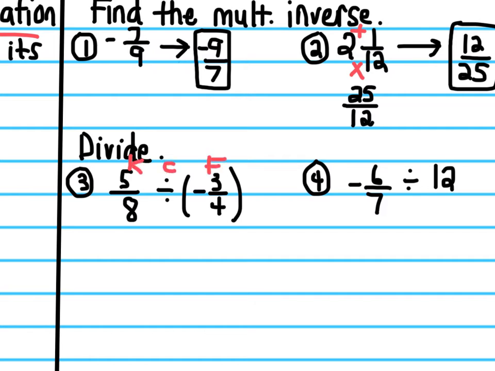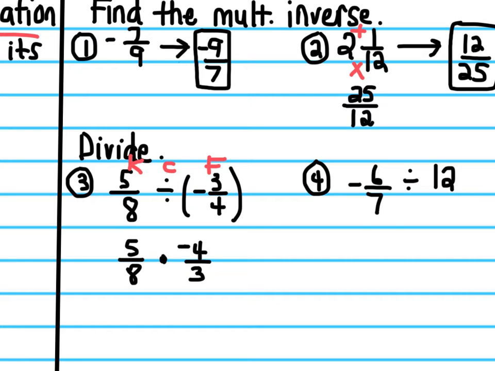Keep, change, flip. So that means we're going to keep the first fraction, 5/8. We change the division to multiplication. And then the F is flip. We're going to flip that. We're going to find the multiplicative inverse. So it's going to be 4/3. But again, I give the negative to the numerator. I like to give it to the numerator so I can always keep track of my negatives. If they all stay on the top, I know where they're at.